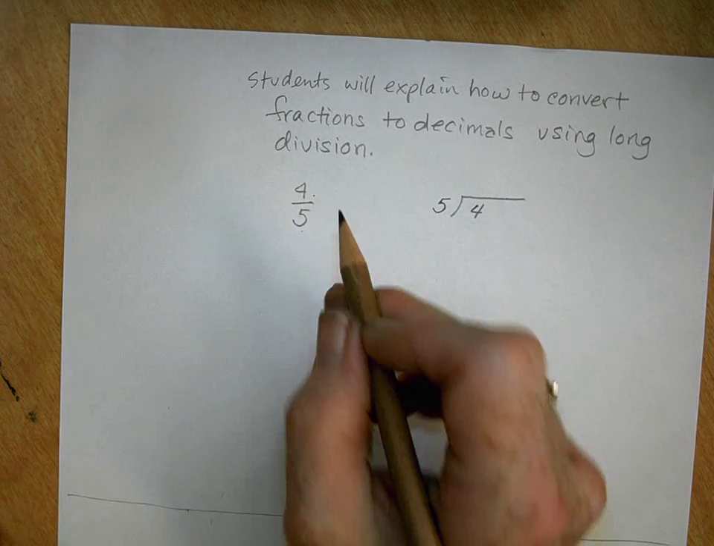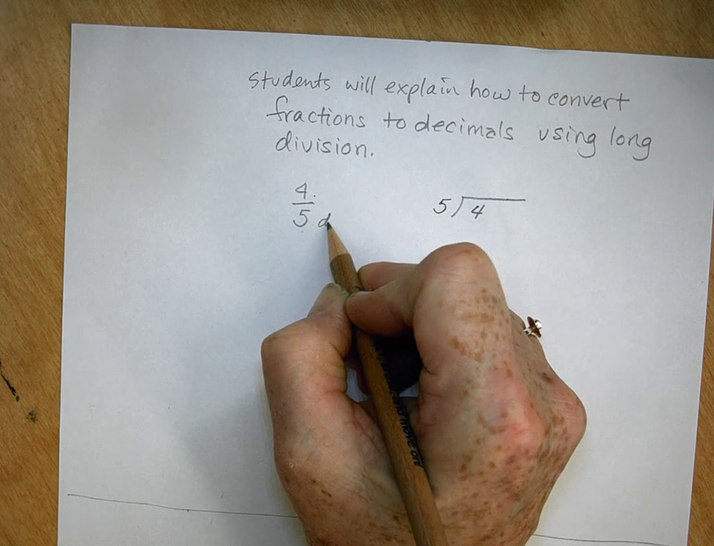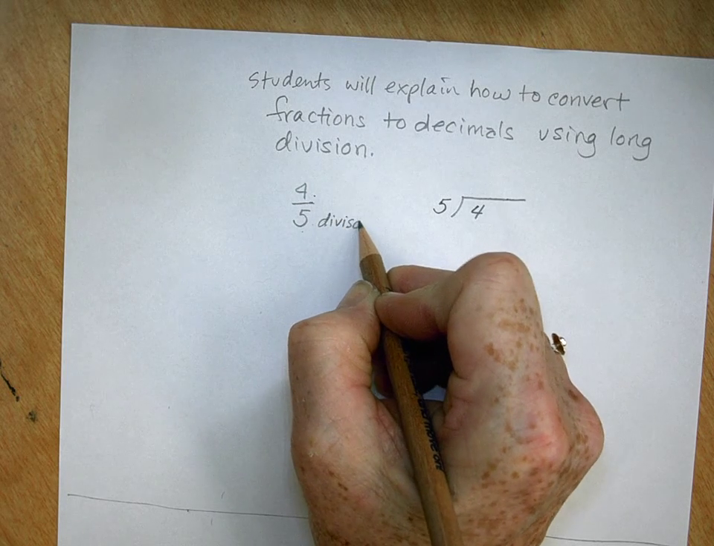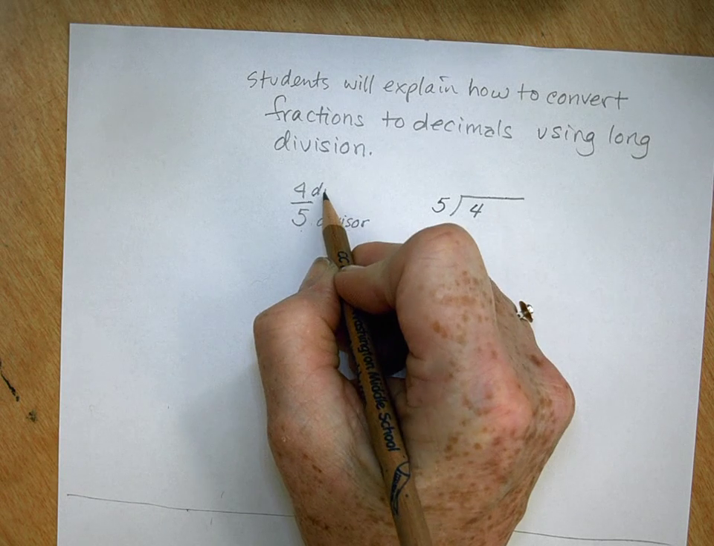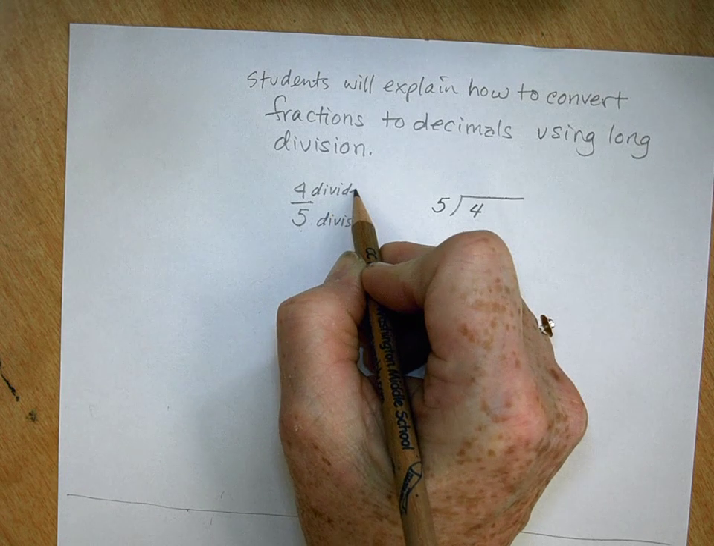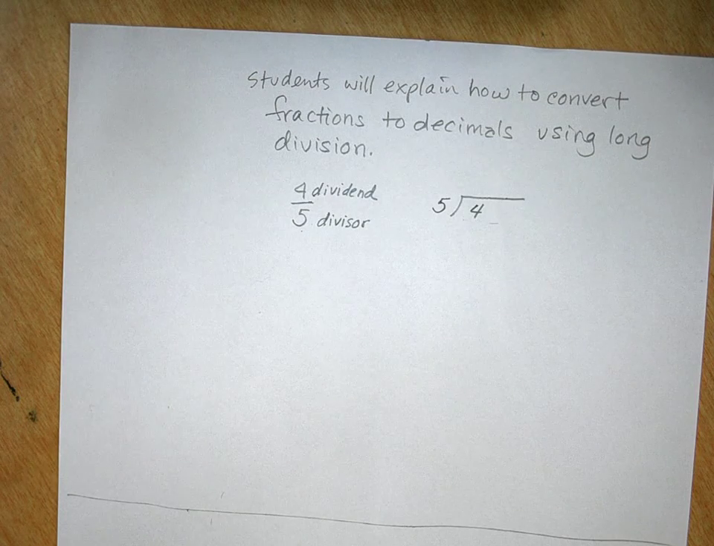So if it helps, you might want to label your fraction. So this denominator is a divisor. It does the action of dividing. And this numerator, this is my dividend. It's acted upon. It goes on the inside of the division sign.